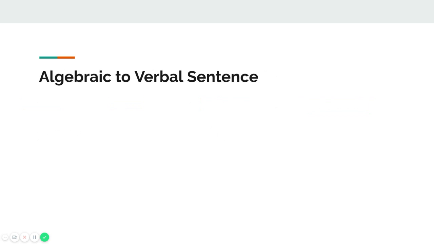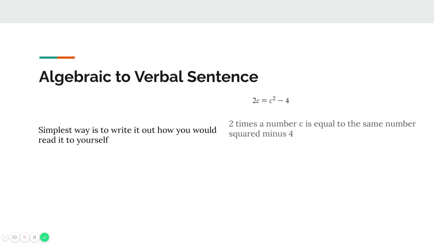Moving on, algebraic expressions to verbal sentences. So we're going to go backwards here. The simplest way is to just write it out the way that you would read it to yourself. For example, here's an equation. If I'm going to read it out loud and I read it to myself, I would say 2 times c is equal to c to the second power minus 4. That's exactly how I'd write it out. That's the most simple way to do it. Most people would probably say 2c, but we're also explaining what operations we are using. So anytime that there's a multiplication, make sure that you're telling me it's 2 times or 2 multiplied or something that represents multiplication.